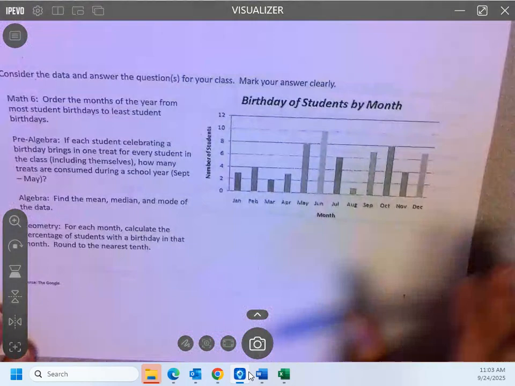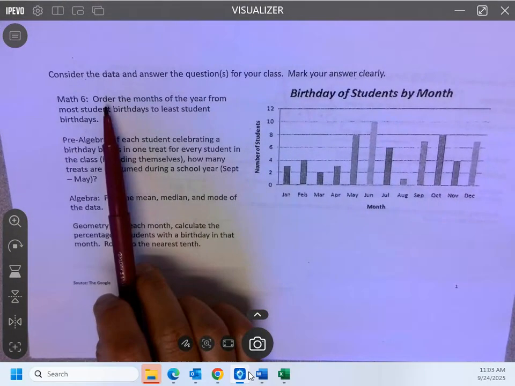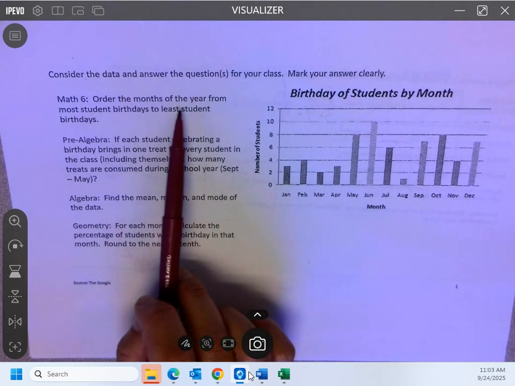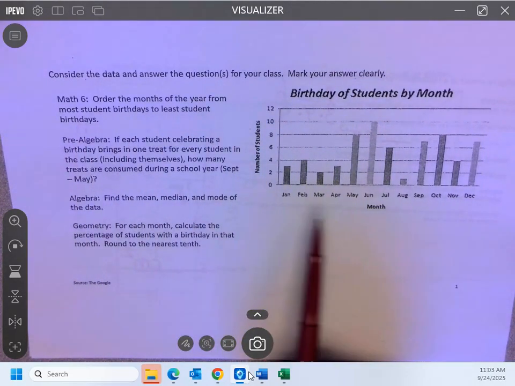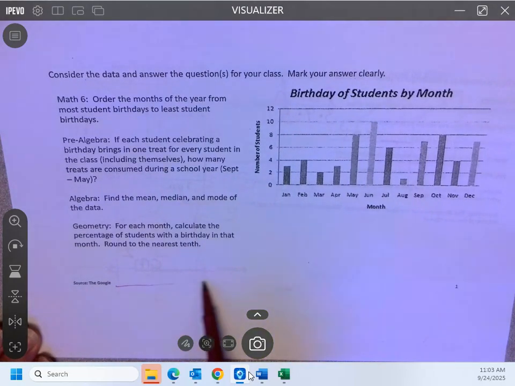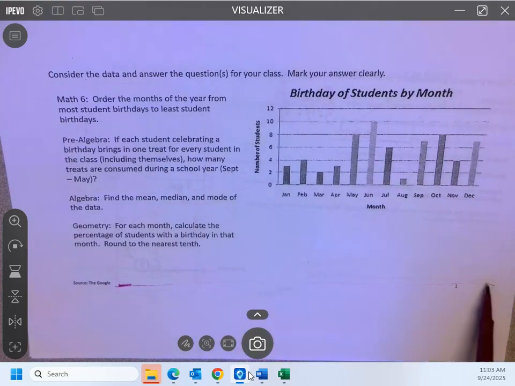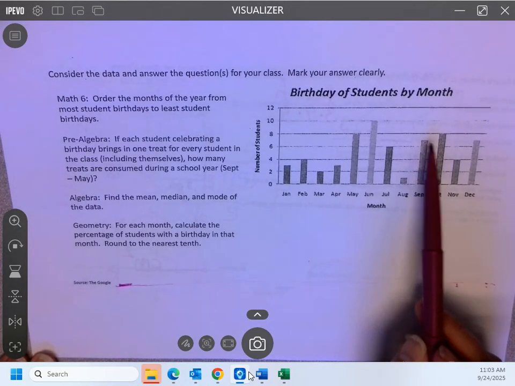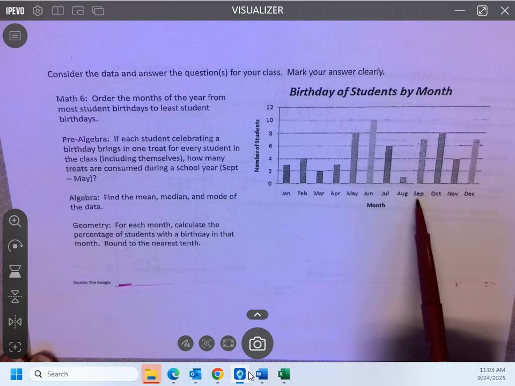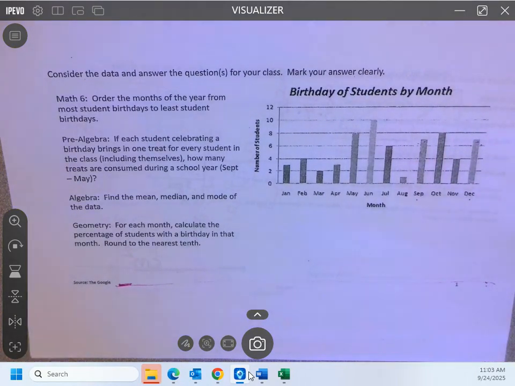And our last page. Order the months of the year from most student birthdays to the least student birthdays. So I should see a list of all 12 months, starting with the months that have the most birthdays, ending with what month has the least birthdays. There will be some that have the same amount. So I just put September plus December. When they're the same amount, just write them both. Okay. So put them in order.